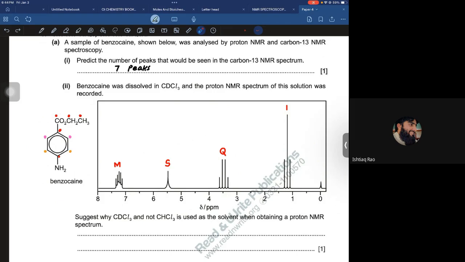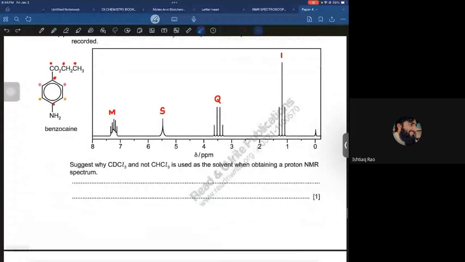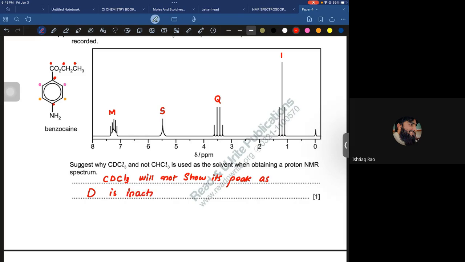Then you can see: suggest why CDCl3 and not CHCl3 is used as the solvent when obtaining a proton NMR spectrum. Because CDCl3 will not show its peak, as D is inactive to NMR. It's NMR inactive.